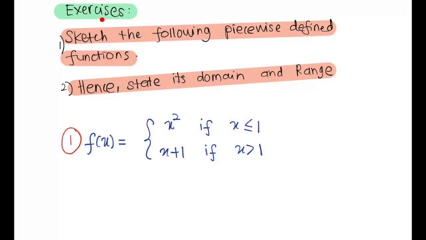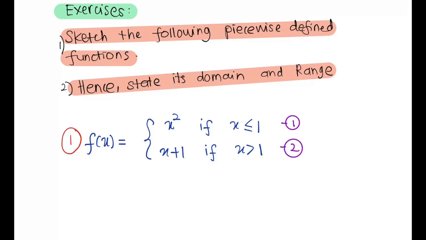Let's see the exercise on sketching the following piecewise defined function. And after that, you're asked to state its domain and also the range. So let's see this piecewise defined function here. You can see obviously you have two separate equations. Okay, so let's name it as equation 1 and also equation 2.